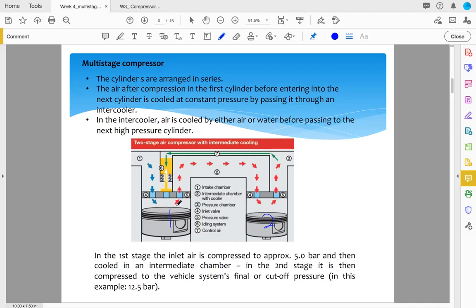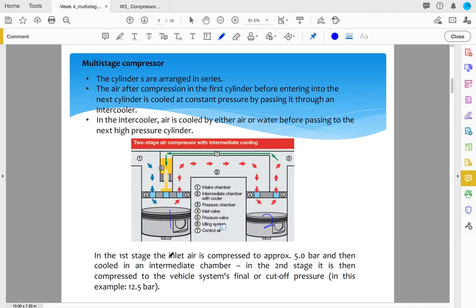Number 5 is the pressure valve. You compress and then you deliver the compressed air out from the pressure valve. Number 6 is the idling system, which I think is to control the intercooler. Not sure about this. Number 7 is the control air.